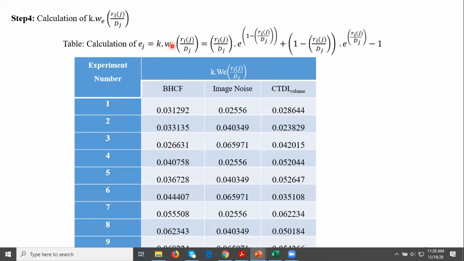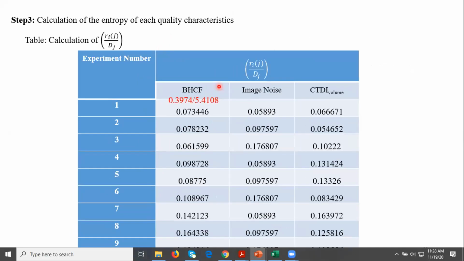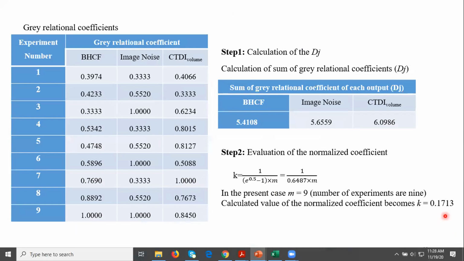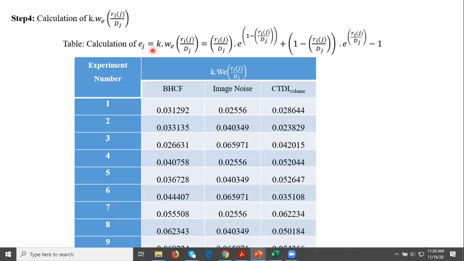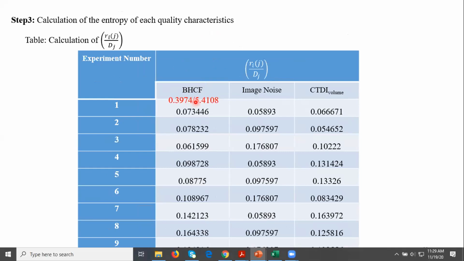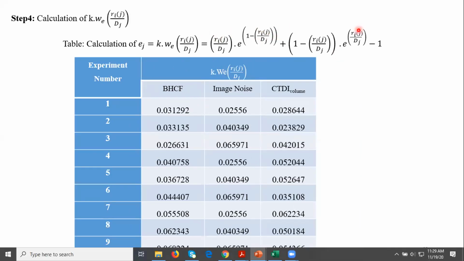You can see K into We. K we have already taken, the K value 0.1713, that we substituted here. And We of Rij by dj, this total function we are taking here. Now we have taken the previous values, and these values are substituted in this equation. Now you get the weight for each experiment here.